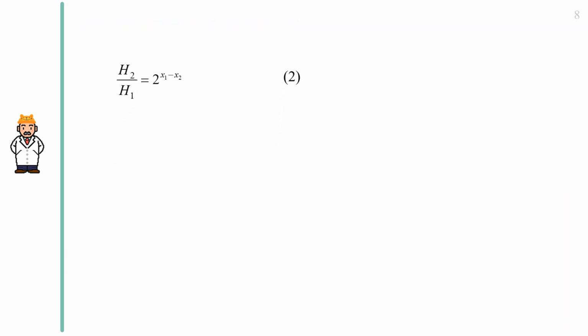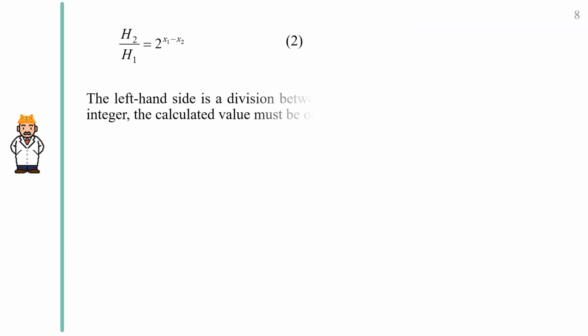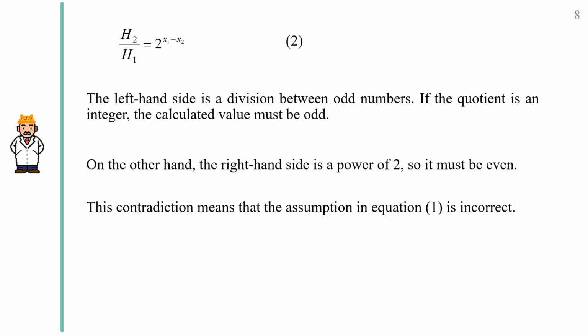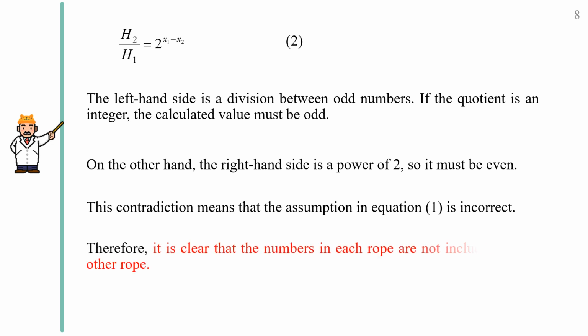The left-hand side is a division between odd numbers. If the quotient is an integer, the calculated value must be odd. On the other hand, the right-hand side is a power of 2, so it must be even. This contradiction means that the assumption in equation 1 is incorrect. Therefore, it is clear that the numbers in each rope are not included in any other rope.